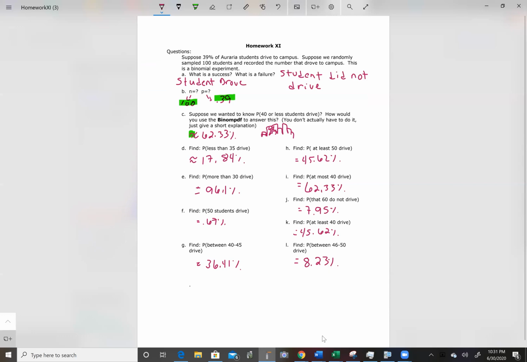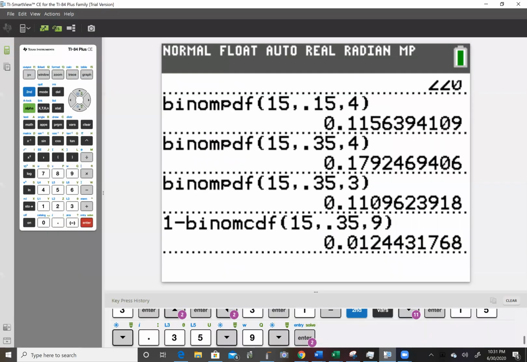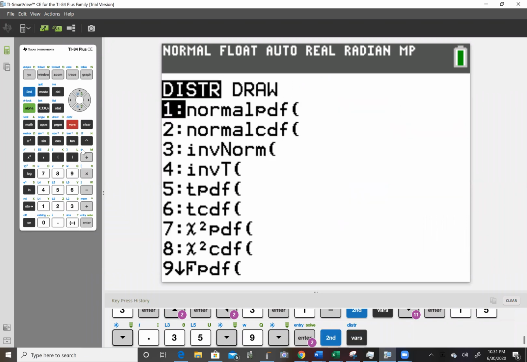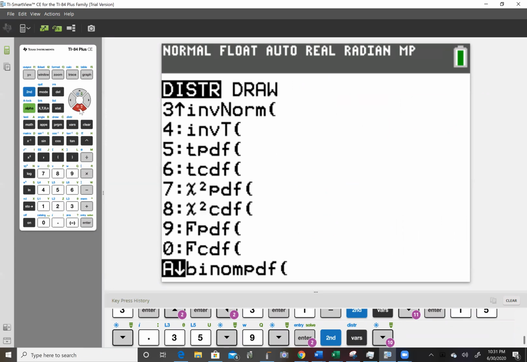So let's do a couple of these using the calculator. So let's start off with less than 35 students drove. So we can use our calculator, and we're going to use second, distribute, arrow all the way down. We do need to add things up. So we need to use the binomial CDF.